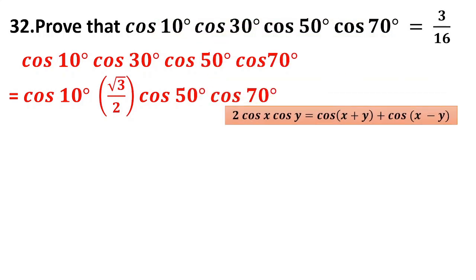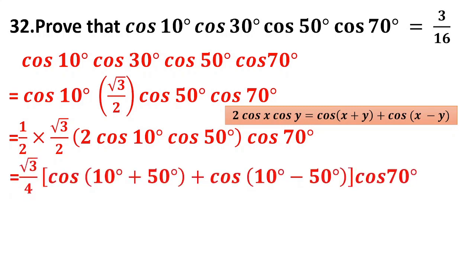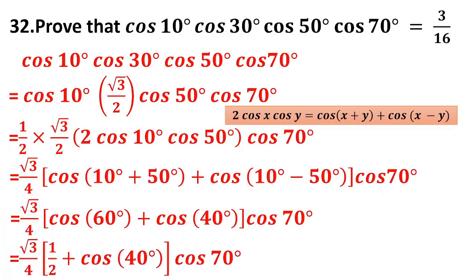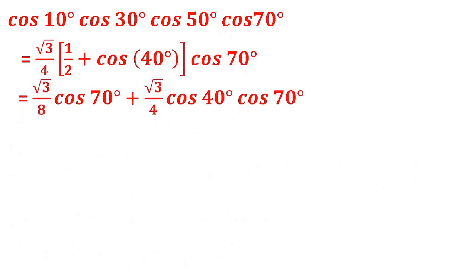Now I am using the formula 2 cos x cos y is cos (x plus y) plus cos (x minus y). For that I have to multiply and divide by 2. I am taking 2 cos 10 and cos 50, and once again I am applying the formula: cos (10 plus 50) plus cos (10 minus 50). 10 plus 50 is cos 60, and I am applying the value of cos 60, that is 1 by 2. Now bring that root 3 by 4 inside, and it will become root 3 by 8 cos 70 plus root 3 by 4 cos 40 into cos 70.